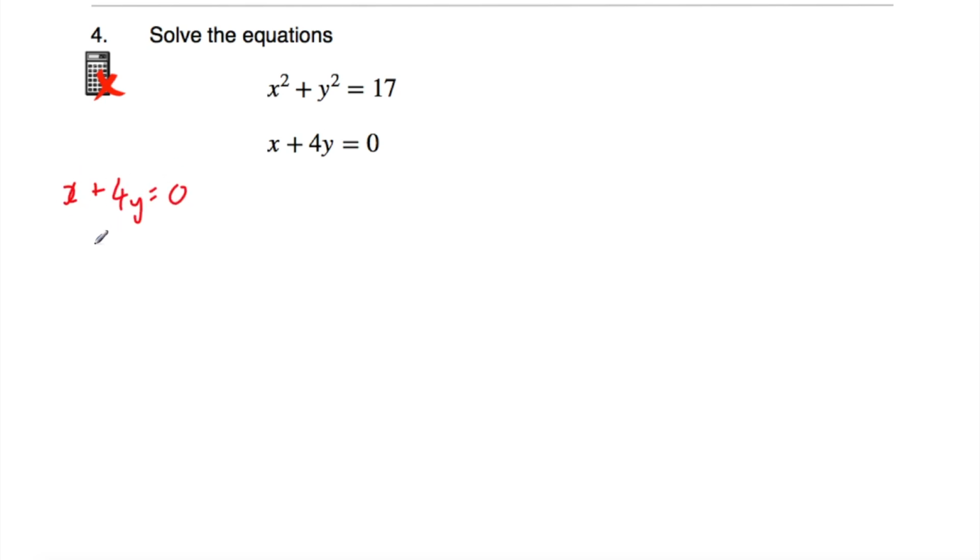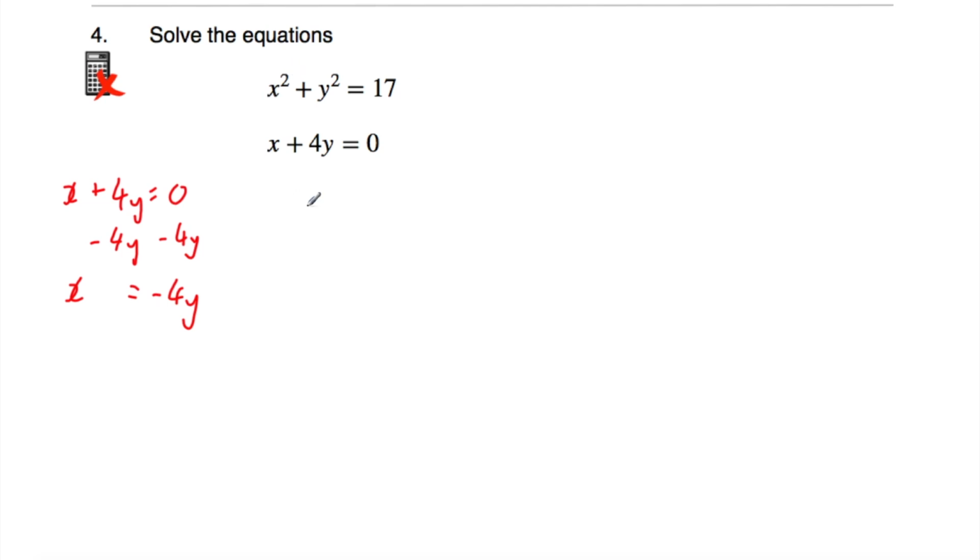We want to make x the subject, so let's take away 4y from both sides of the equation. On the left hand side, we've got x, and then we're taking away the 4y to get rid of the 4y, so that's just going to leave us with our x. And on the right hand side, we had 0, we're taking away 4y, so it's going to be minus 4y. So x equals minus 4y. Now that we know what x is equal to, minus 4y, we can substitute that into the equation of the circle. This is an equation of a circle. We can substitute in minus 4y for x into that equation, and we'll be left with just an equation with y terms in it, and then we can solve it.